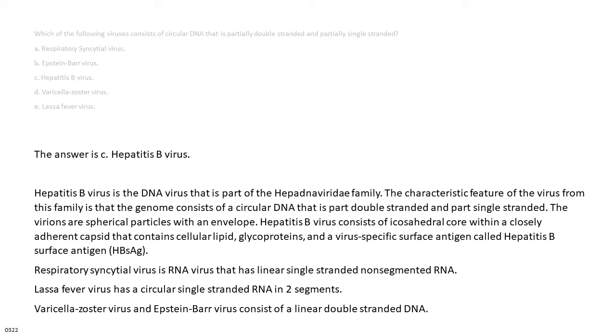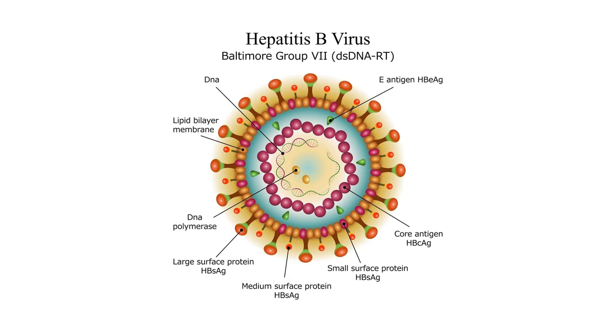Respiratory syncytial virus is an RNA virus that has linear single-stranded non-segmented RNA. Lassa fever virus has a circular single-stranded RNA in 2 segments. Varicella-Zoster virus and Epstein-Barr virus consist of a linear double-stranded DNA.